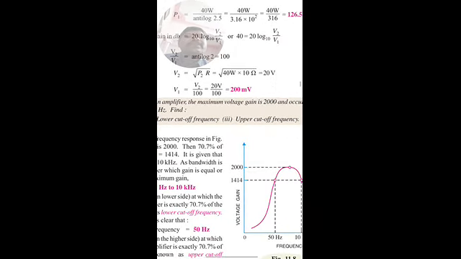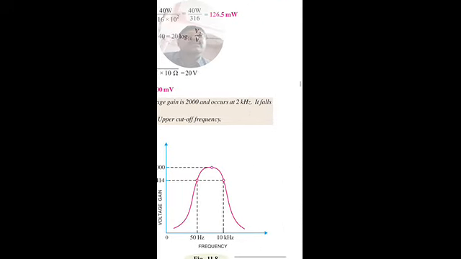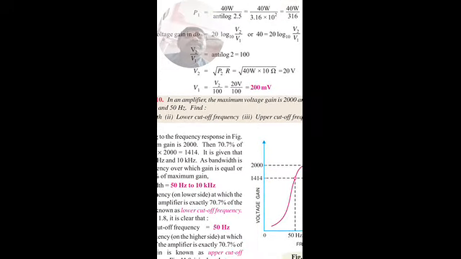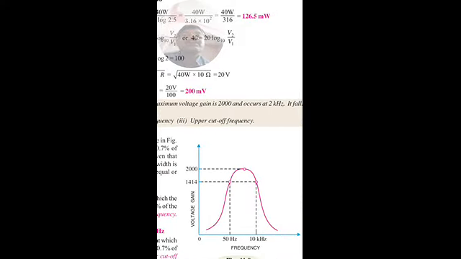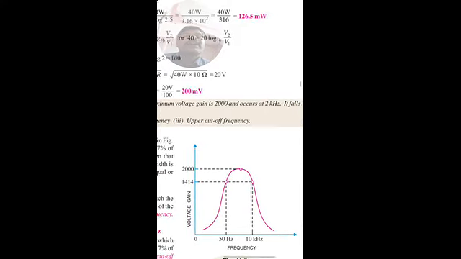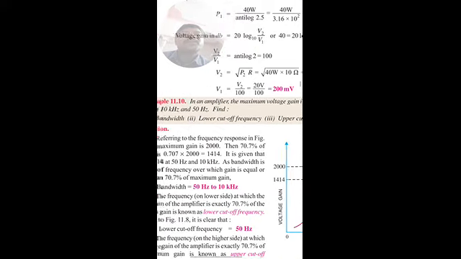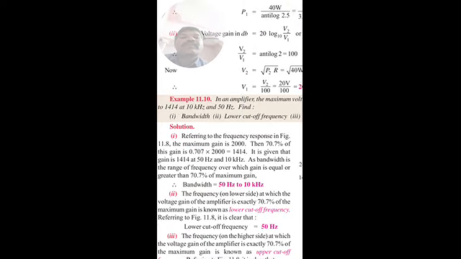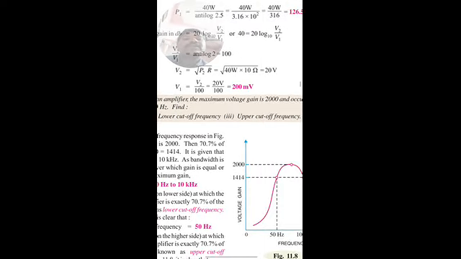Similarly, consider an amplifier whose maximum voltage gain is 2000 and occurs at 2 kilohertz. It falls to 1414 at 10 kilohertz and 50 hertz. Find the bandwidth, lower cutoff frequency and upper cutoff frequency. So this is a problem based on the frequency response.